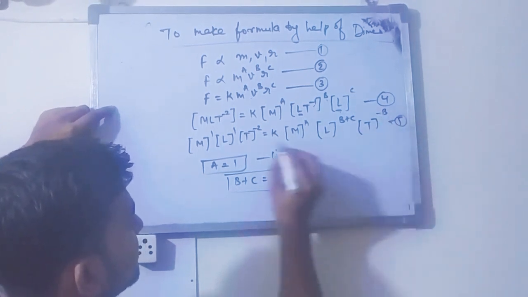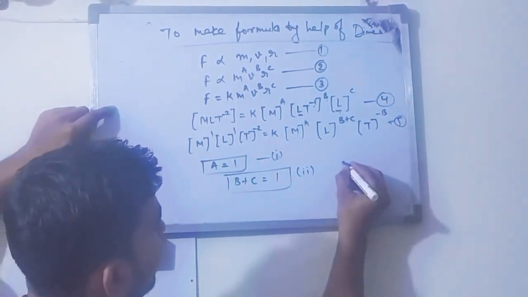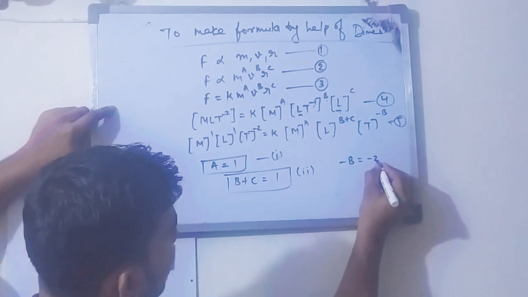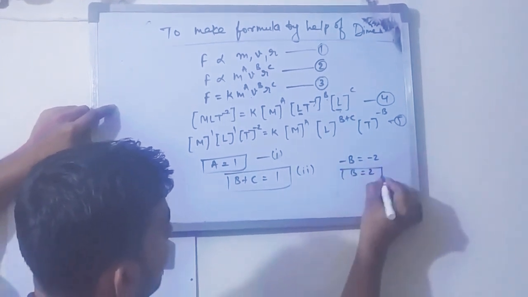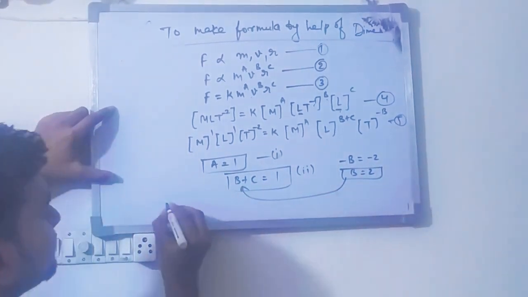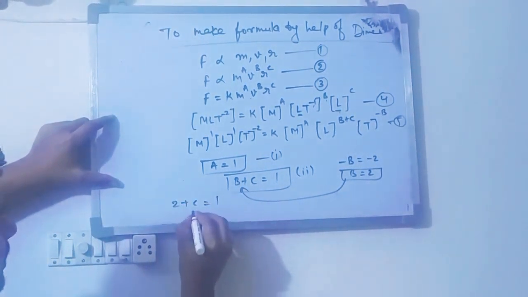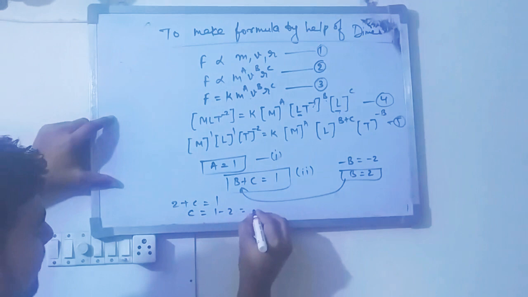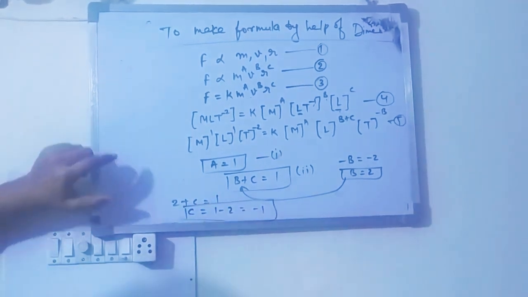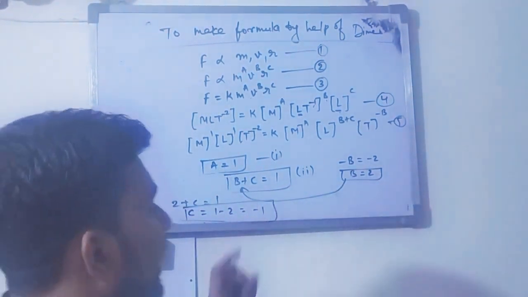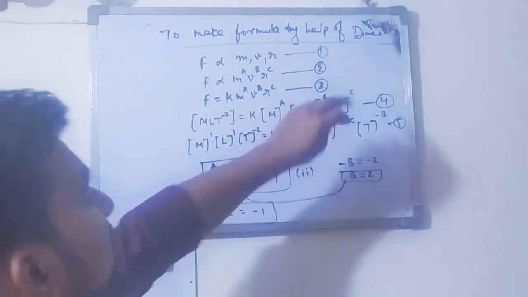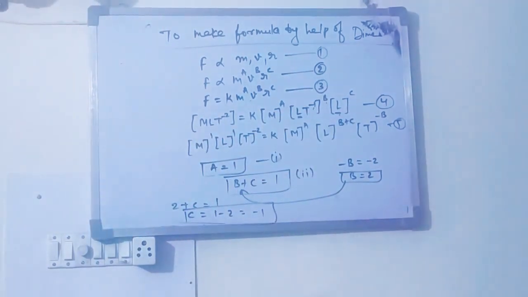Similarly, T to power minus B and here T to power minus 2. So minus B is equal to minus 2, which means B is equal to 2. Now put the value of B here. So 2 plus C is equal to 1, C is equal to 1 minus 2, which is equal to minus 1. Now we have the values of A, B and C. So just go to step number 3 and substitute the values of A, B and C.